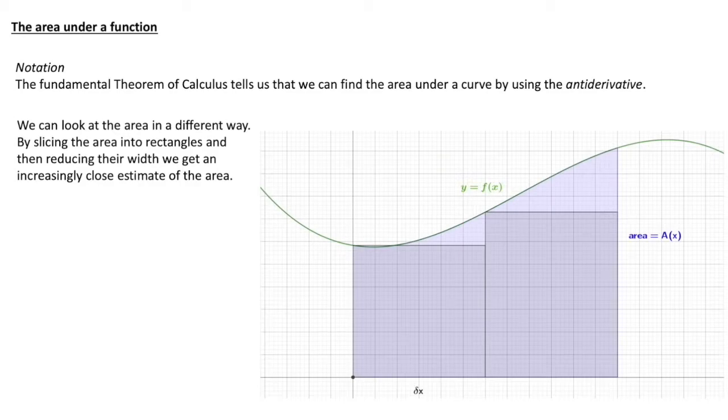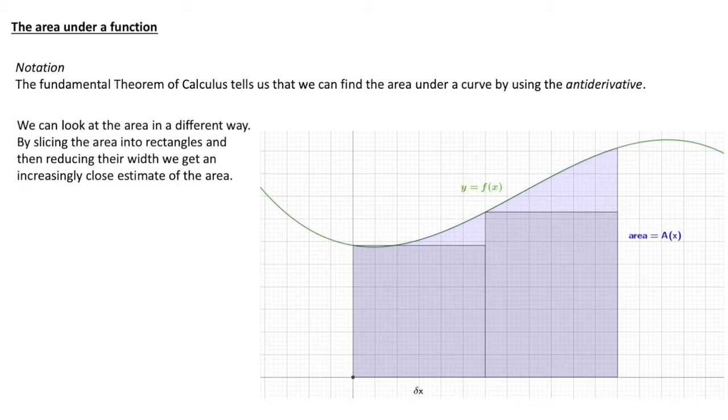then we're looking at the area in a sort of different way. We can slice it up into rectangles, and each of these rectangles has the height of f of whatever the x-coordinate is on the left of them. And if we reduce their width, we get an increasingly close estimate of the area.